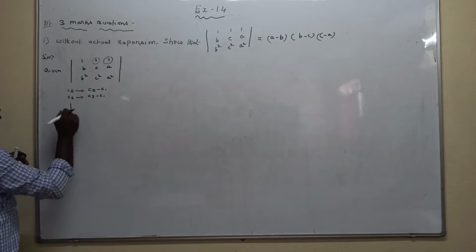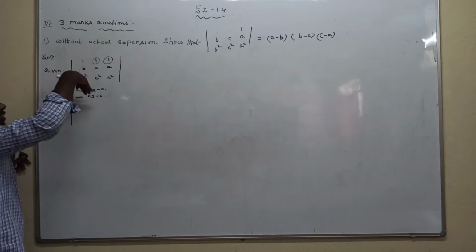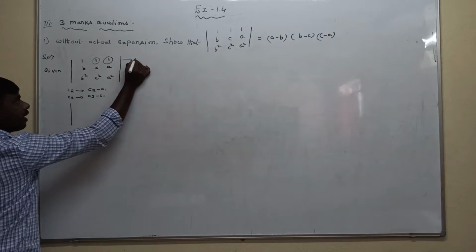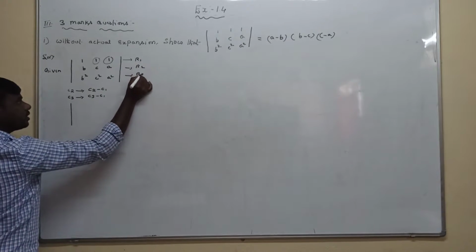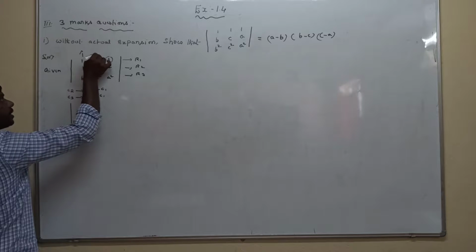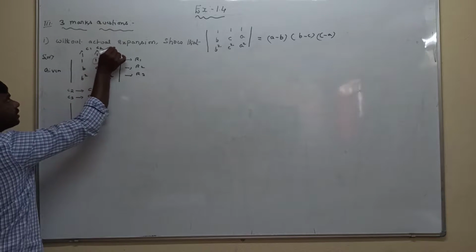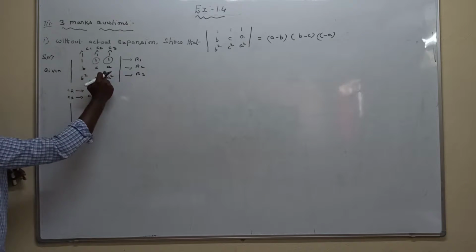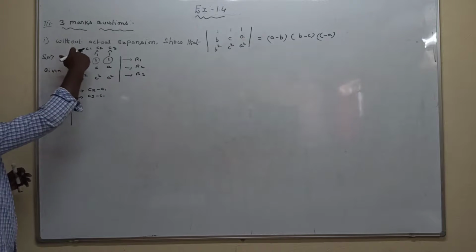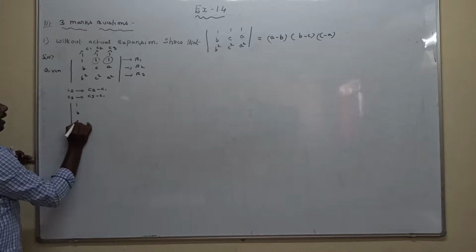Dear students, horizontal elements are called rows, vertical elements are called columns. This is the first row, second row, third row. This is the first column, second column, third column. Now we apply this condition. Only the second and third columns change, but the first column does not change, so we write the first column as it is.